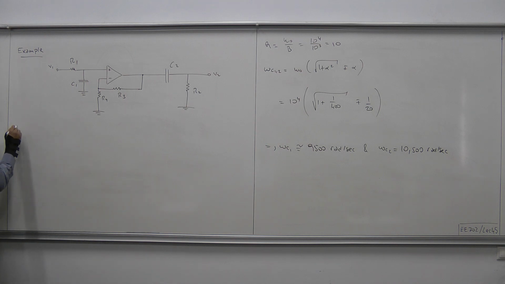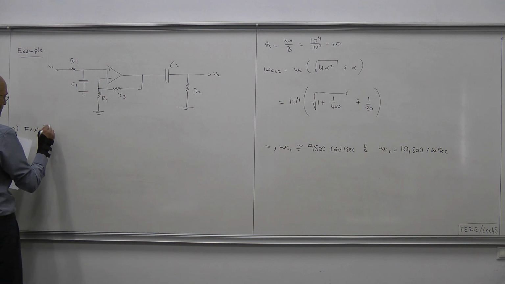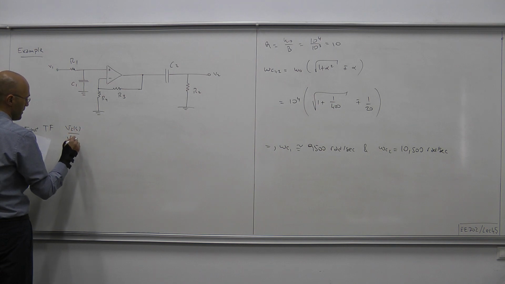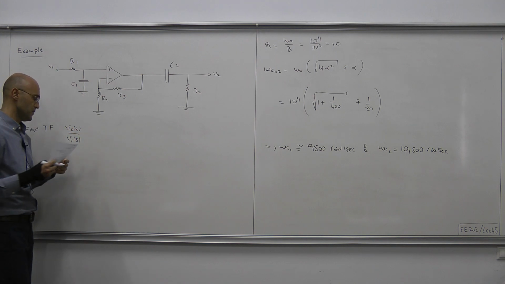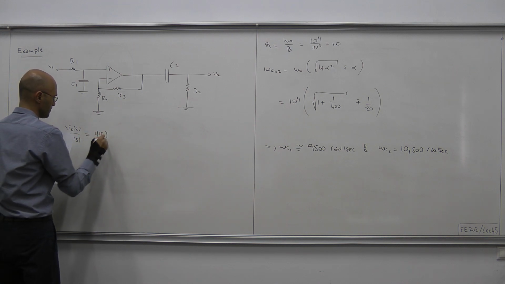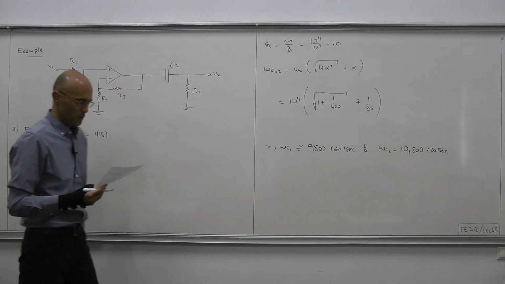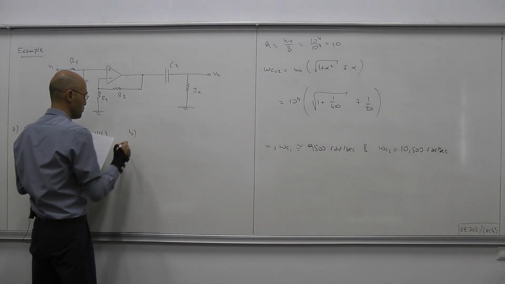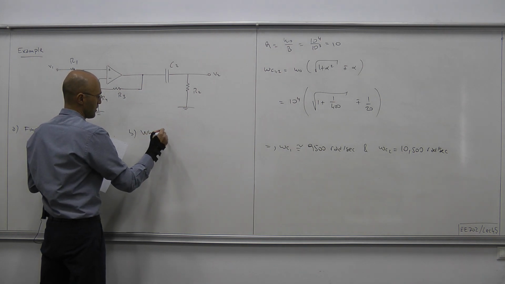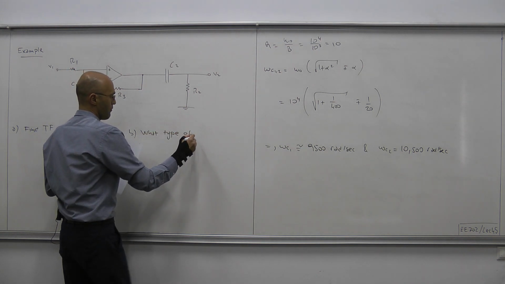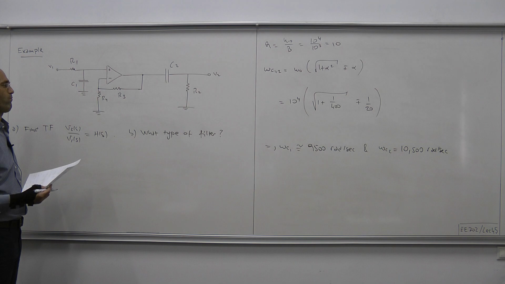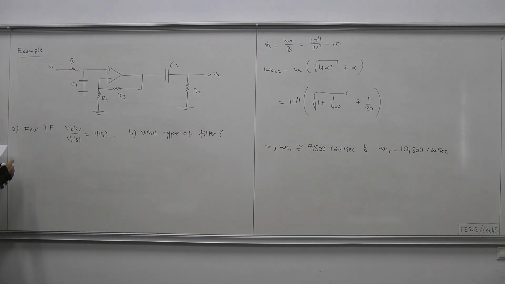Now for this circuit, we are asked to first find the transfer function, V2 of S over V1 of S. So this is our output and this is our input. Let's call our transfer function H of S, which we usually do. And then once we have H of S, we are asked to determine what type of filter this circuit makes. So that's B.